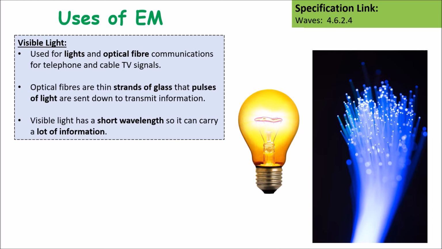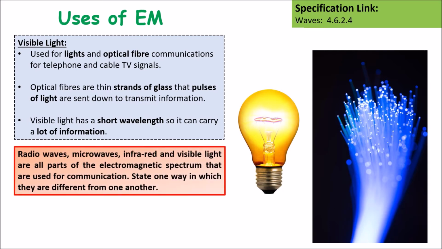Visible light is used for lights and optical fiber communications. Optical fibers are thin strands of glass that pulses of light are sent down to transmit information. Visible light has a short wavelength, so it can carry a lot of information.